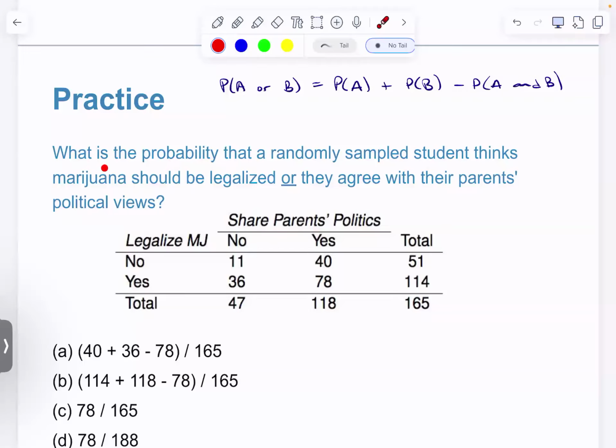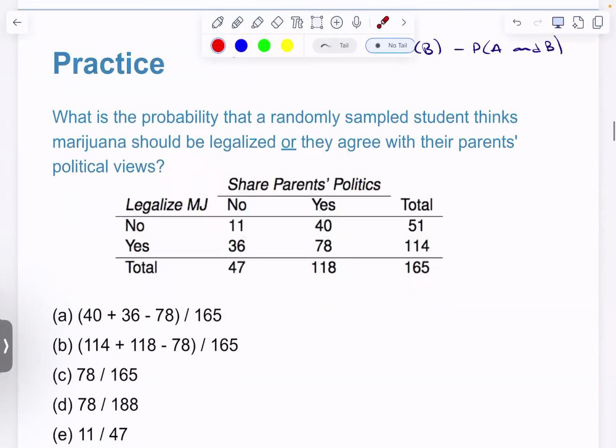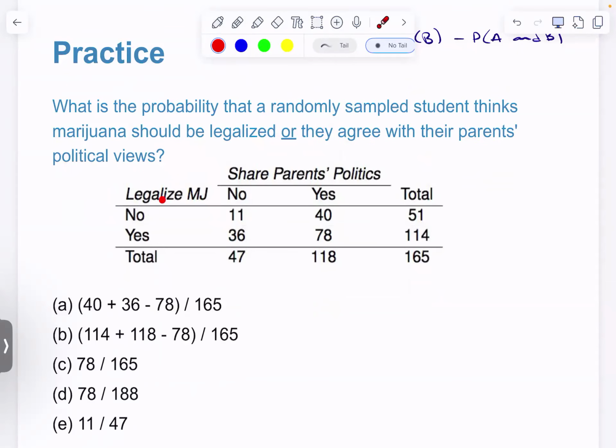What's the probability? This example is so fun. What's the probability that a randomly sampled student thinks marijuana should be legalized, or they agree with their parents' political views, which kind of explains what our 2 categorical variables are as well. So we've got their responses to legalized marijuana: no and yes. And do they share their parents' politics? No and yes. Right, 2 outcomes each.